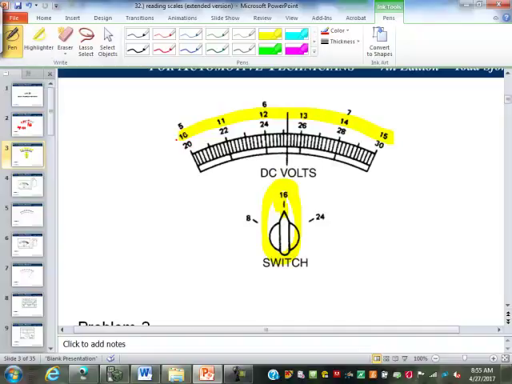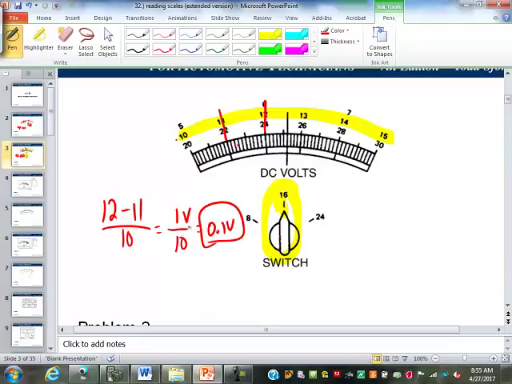Now, you can see here, this doesn't start necessarily at zero. So now we need to figure out what each division means. So I'm going to go from 11 here to 12 here. 12 minus 11 over 1, 2, 3, 4, 5. That's halfway, so there's going to be double that, 10 spaces. So 12 minus 11 is 1. This is volts. That's 1 volt divided by 10, so that's 0.1 volt. Each marking is 0.1 volt here. So here's the needle. This is 12, 0.1, 0.2, 0.3, 0.4, 0.5, 0.6. 12.6 volts.